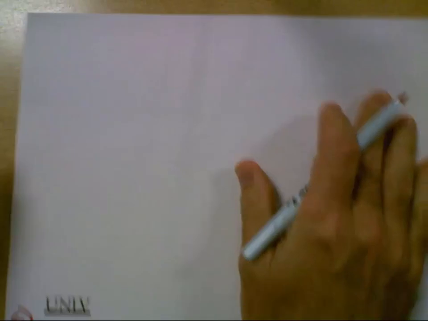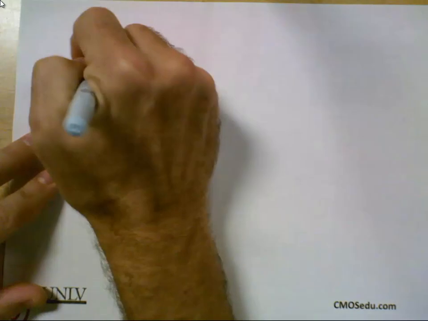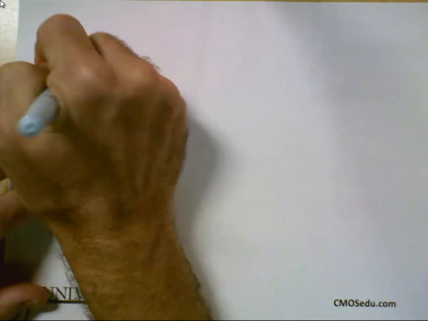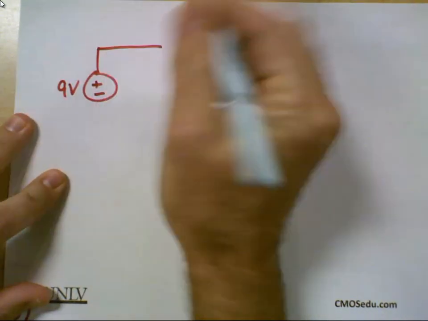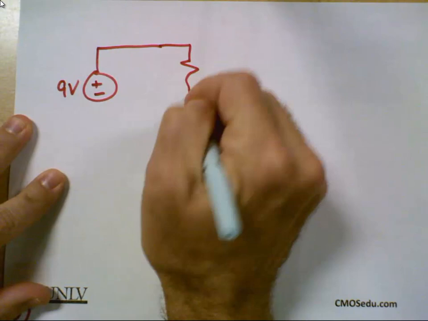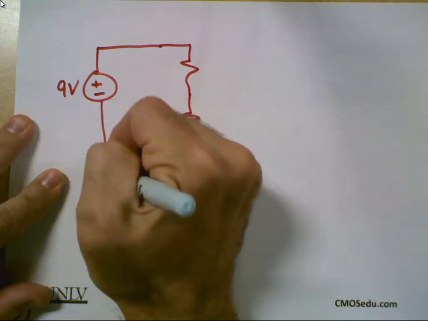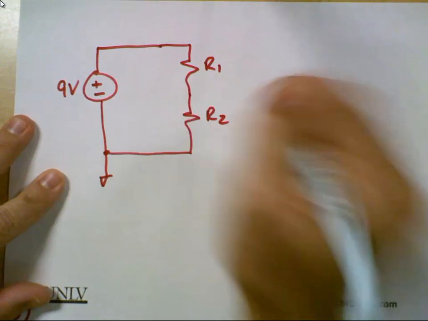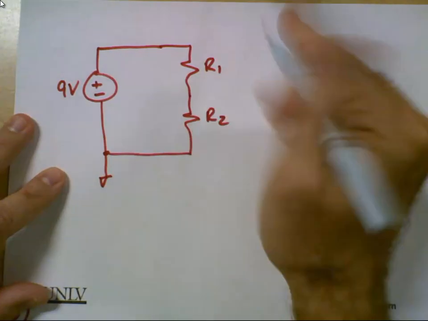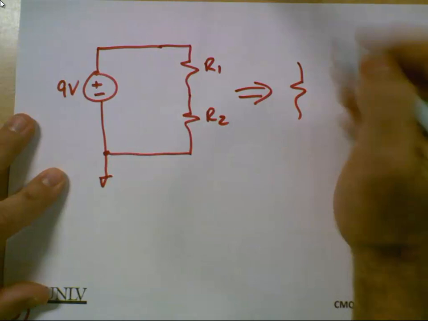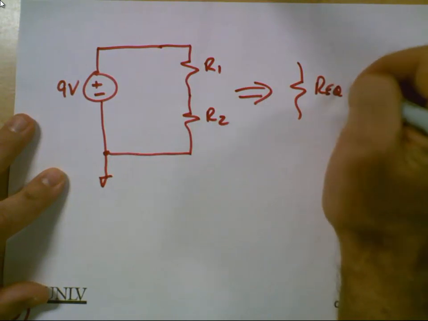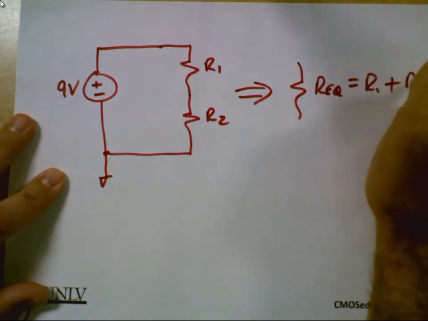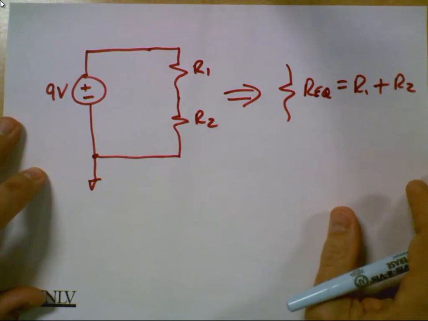Okay, so let's do another circuit. Something a little more challenging. Here's my battery. We like 9-volt batteries because we can imagine those. Now I have two resistors. Okay, so I did the series combination. If I were to ask you what's the equivalent of these two resistors, what would your answer be? R1 plus R2, right? Does that make sense?